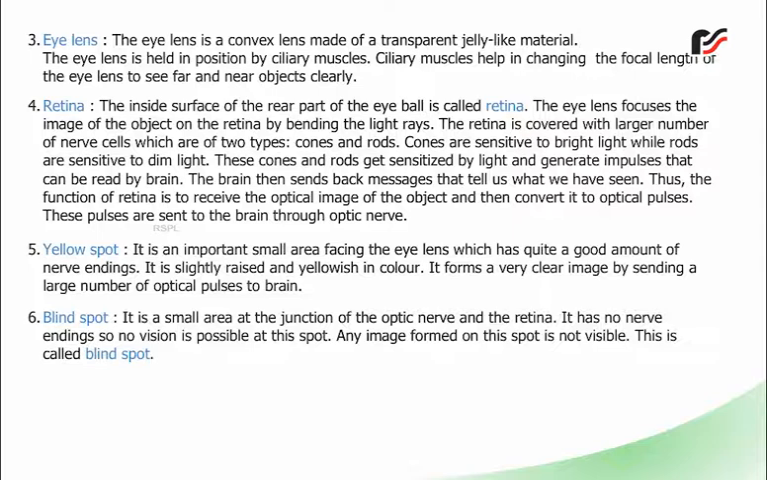6. Blind spot. It is a small area at the junction of the optic nerve and the retina. It has no nerve endings, so no vision is possible at this spot. Any image formed on this spot is not visible.